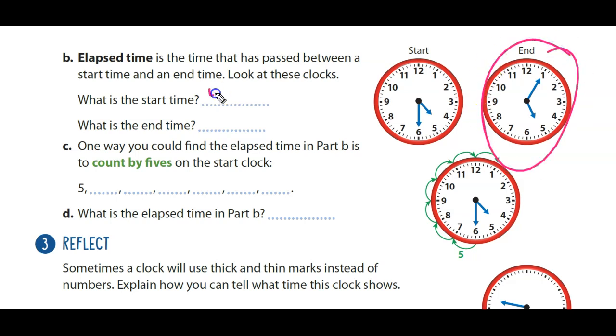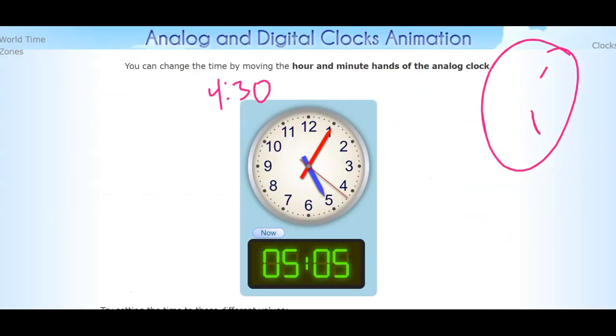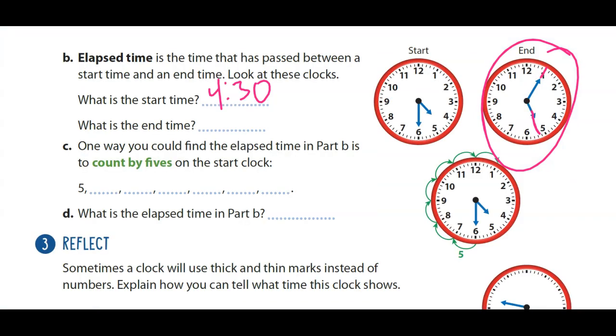So she started at 4:30, and she ended at, what time is this? What time is it? Let's go back to this. 5:05. So she ended at 5:05. So then how long was that? We counted how much? Remember? 35 minutes.